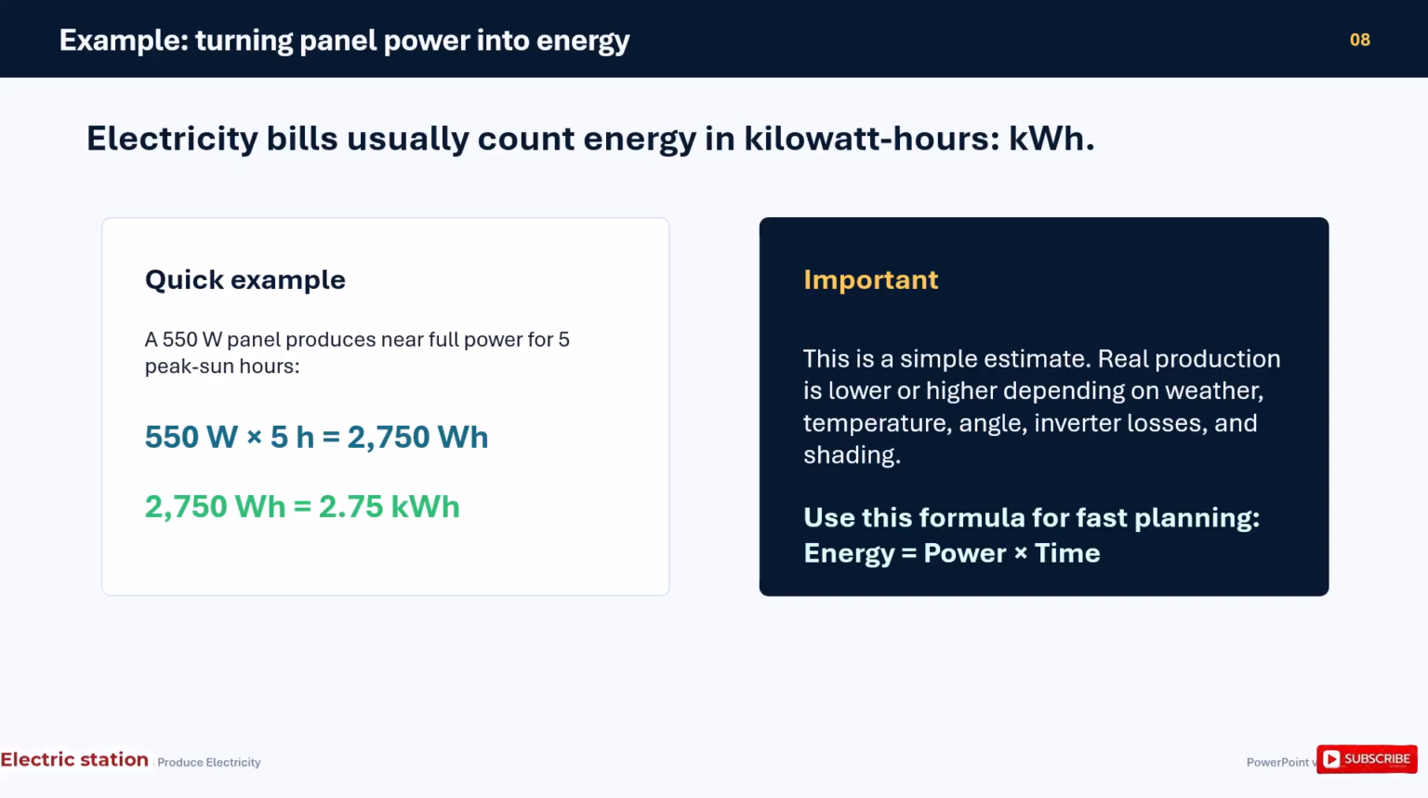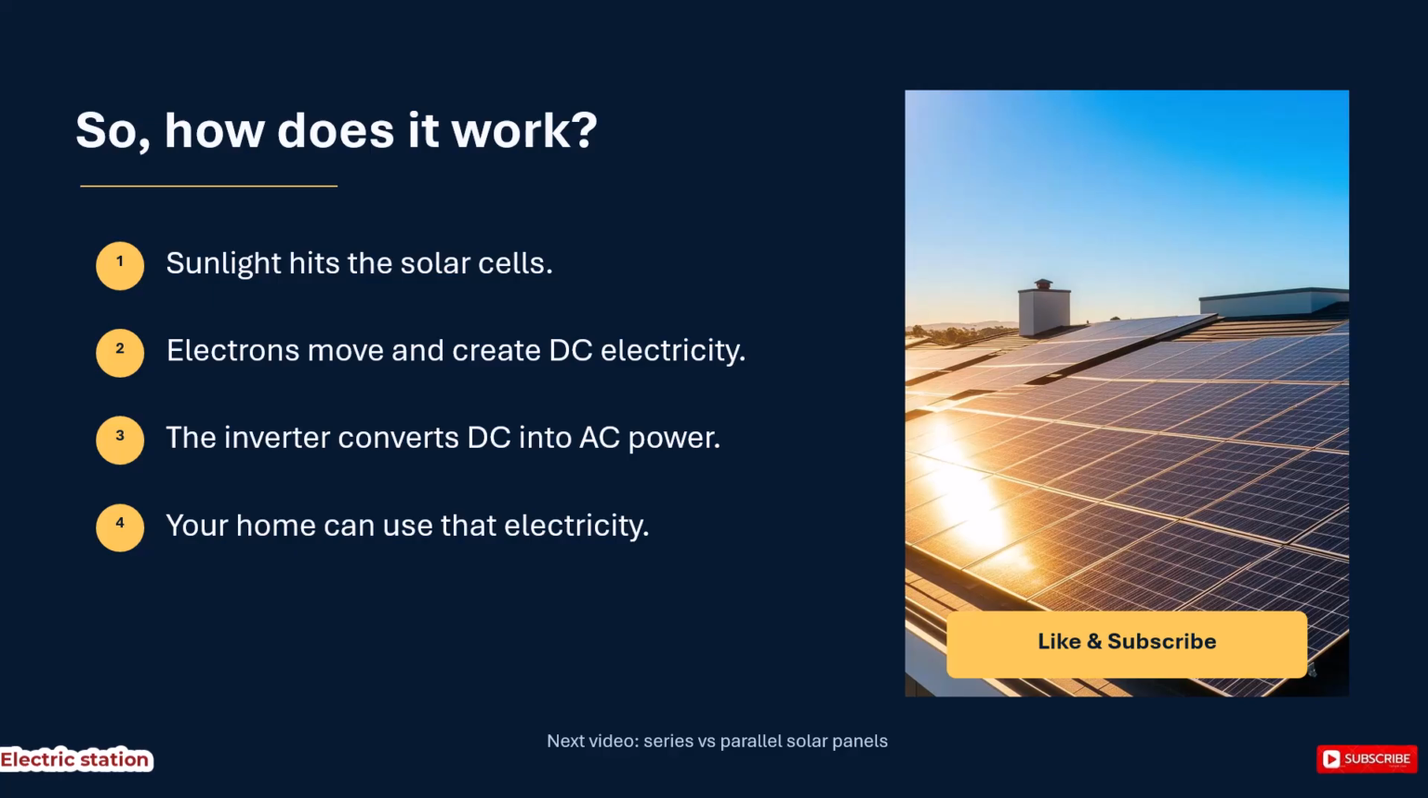Now we can put everything together and explain the entire solar power process in just a few seconds. Let's summarize. First, sunlight hits the solar cells. Second, the energy from sunlight causes electrons to move, producing DC electricity. Third, the inverter converts that DC electricity into AC electricity. And finally, that AC electricity can be used to power your home and electrical appliances. That's how solar panels turn sunlight into useful electrical energy.